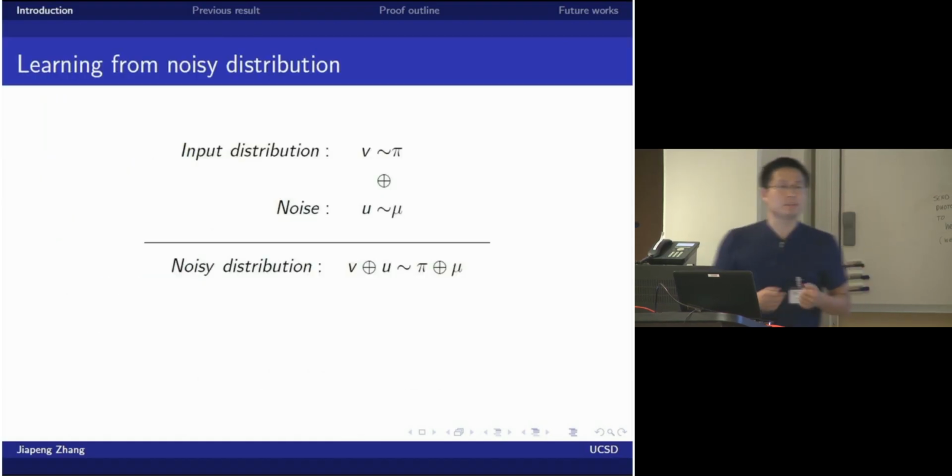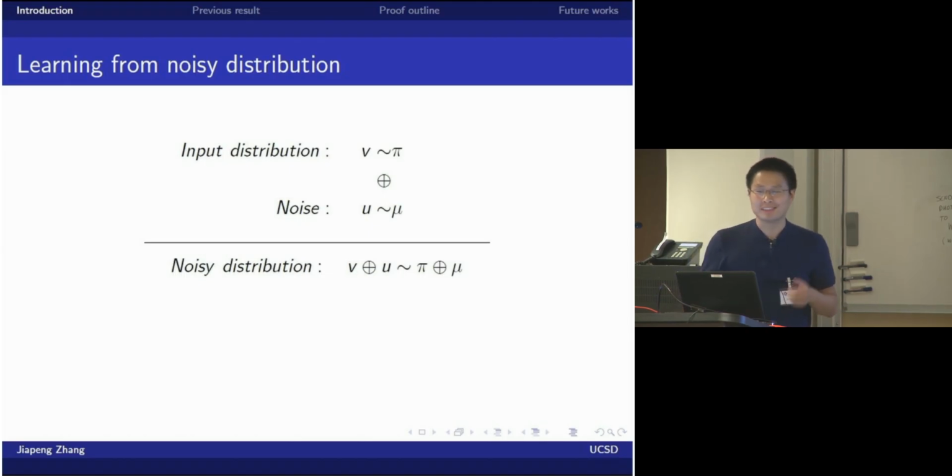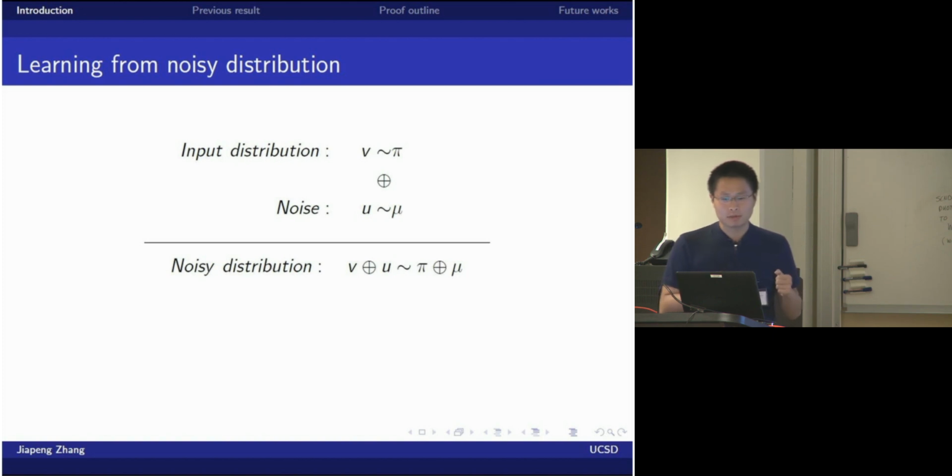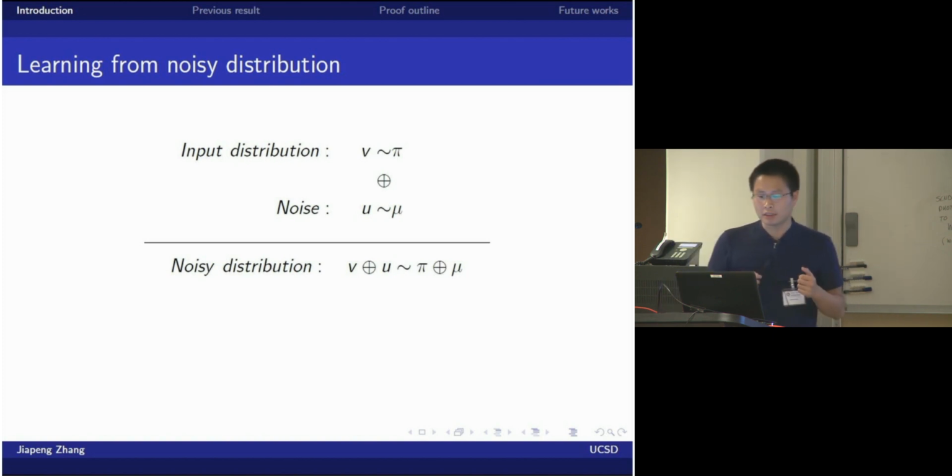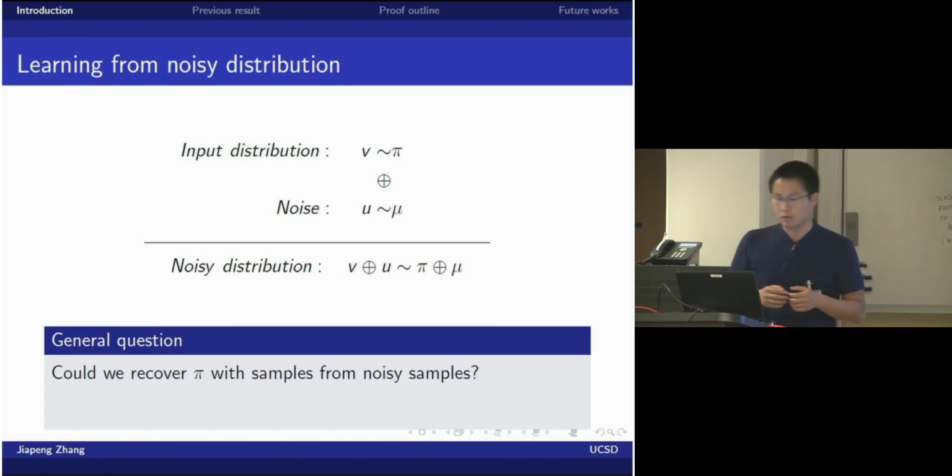Okay, let's first introduce the model. In this problem, we are focusing on learning from noisy distributions. Let's say we have an original distribution pi. This is a clean distribution, and we get samples from pi. And we also have another noise, mu. The noisy distribution is some combination of pi and mu. So a general question is: could we recover pi from noisy samples?